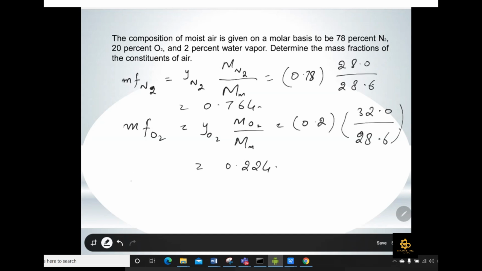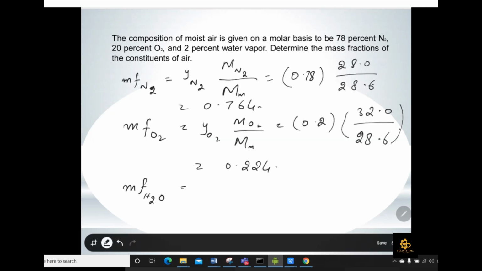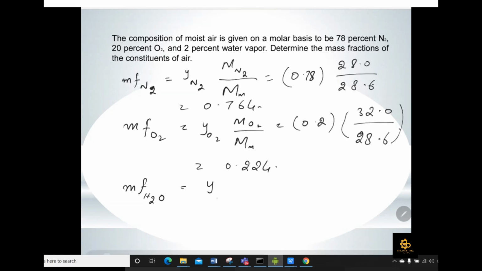So now we are left with one thing, which is the mass fraction of H2 that we have to find. So we need the mole fraction of H2, the molar mass of H2, and the molar mass of the mixture.